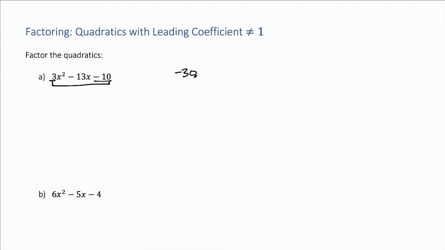All right, then we are looking for a pair of numbers that multiplies to be negative 30 and adds to be negative 13. You can go through the pairs, and I'm just going to assume that we can figure that out. That would be negative 15, sorry, negative 15 and a positive 2. Okay, so negative 15 times positive 2 equals negative 30, and this adds to be negative 13. So this pair of numbers is what we want to use.